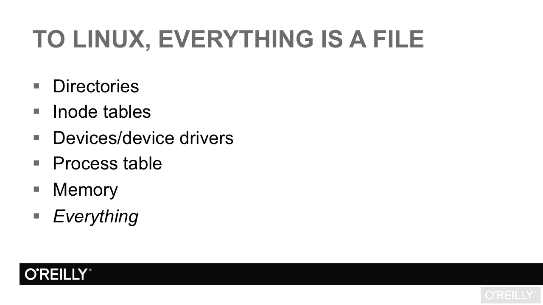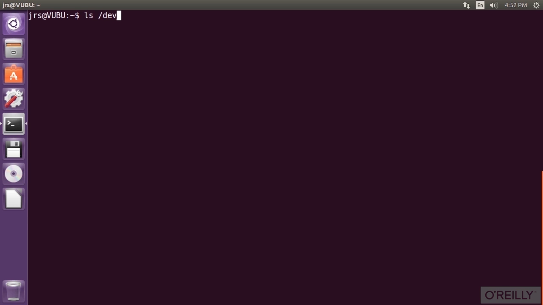To Linux, everything is a file. This bears repeating. To Linux itself, everything is a file. Even though directories and inode tables are somewhat different for speed, to Linux, they are files. Physical devices are files. Everything is a file. Here, look. I'll show you.